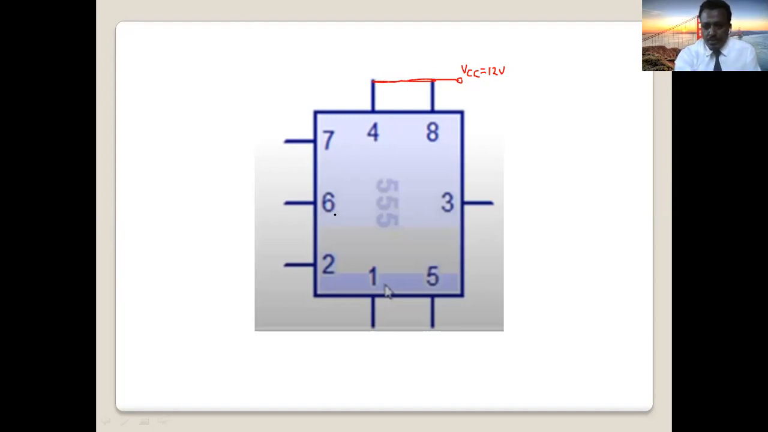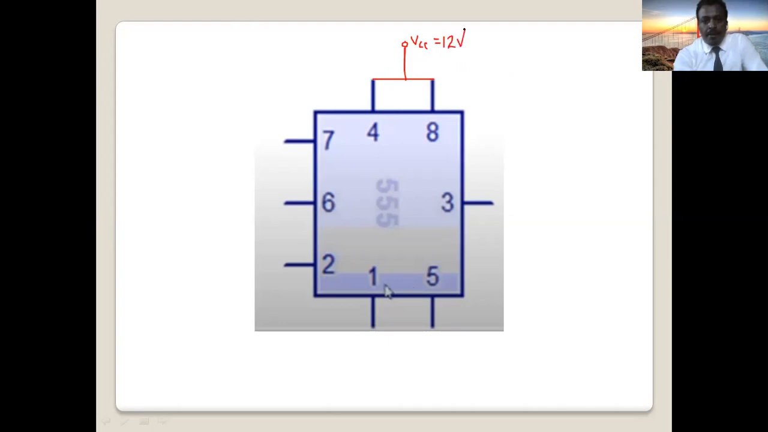How about 6 and 2? 6 and 2 are inputs. This is called the trigger input. This is called the threshold input. Now we are not using pin number 7. Okay, for the bistable multivibrator, we are not using pin number 7. How about pin number 1? Sorry. So bring your battery here, VCC. Connect pin 8 to the battery. So let's apply 12 volts.